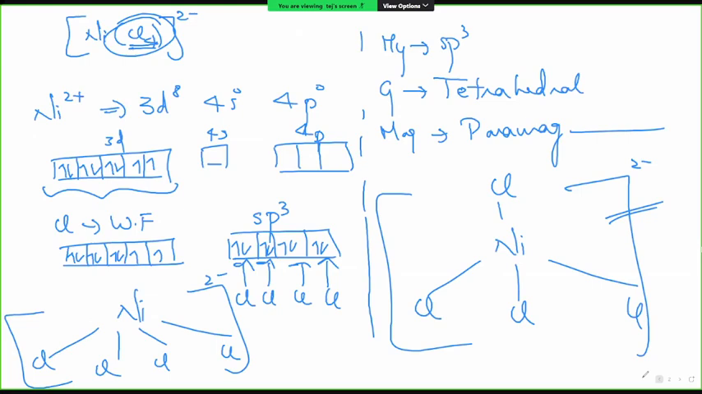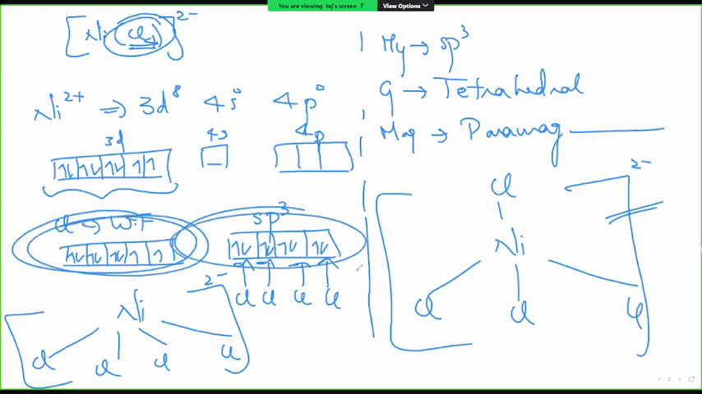One is the central metal atom here. The other one is the ligand here. Correct. Now see, if you observe both of them, end of the day, both of them are boxes. And end of the day, in the boxes, both of them have to get filled by something called electrons.